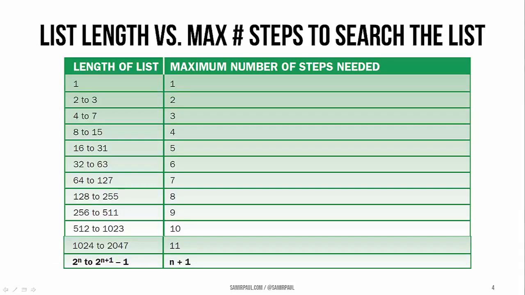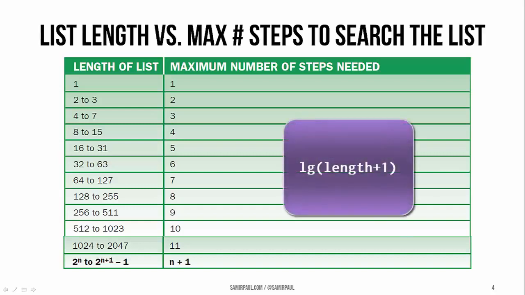Here you can see the relationship between the length of the list we're looking at and the maximum number of steps it takes to search through that list. If you want to be able to find the number in the second column, which is the maximum number of steps that we need, all you have to do is add 1 to the larger number in the first column's range and take the log base 2. Try it out with a couple. This shows us that any method using a binary search runs on the order of log n.